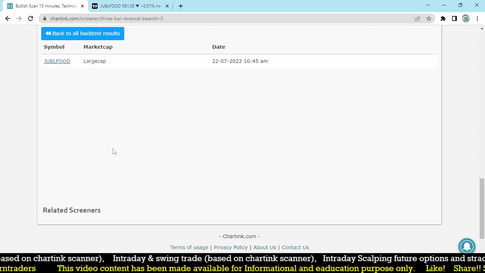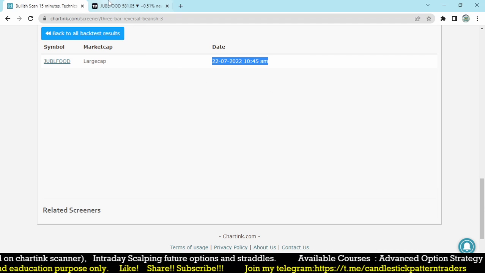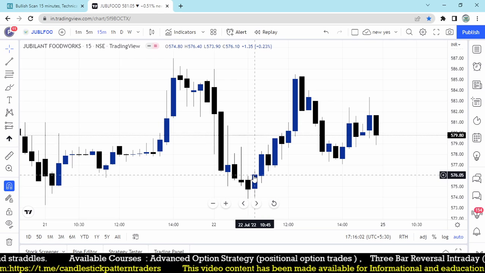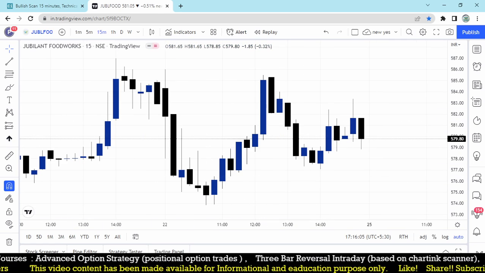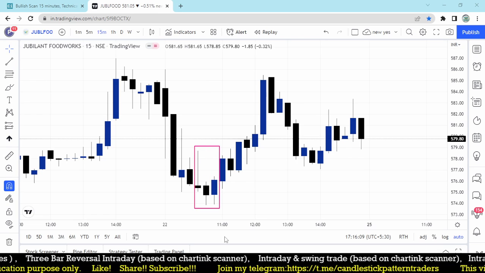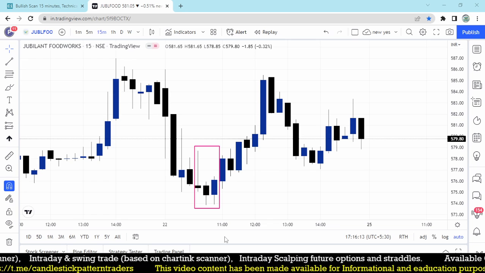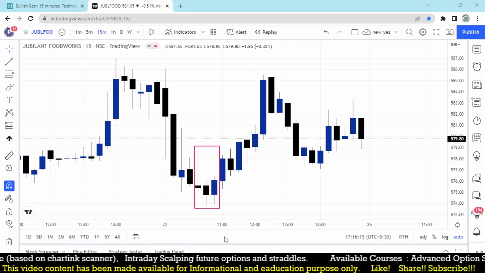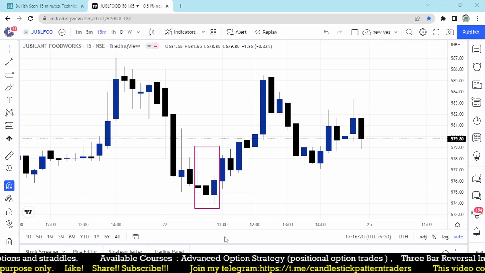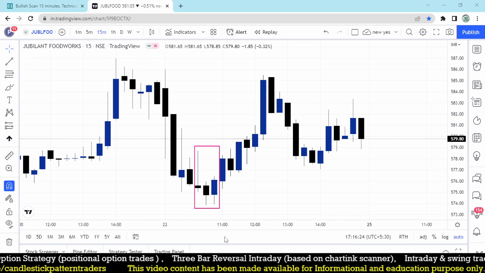The first one is Jubilee Food, where it happened at 10:45 a.m. in the morning. This is the 10:45 a.m. candle. The 3-bar reversal calculates the past 3 bars. Here is where the pattern exactly forms a 3-bar reversal: 2 consecutive down candles, and the next one is a bullish candle. We find there is buying pressure happening at the lowest level.